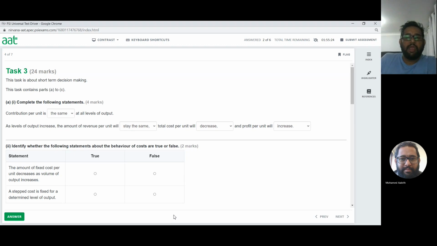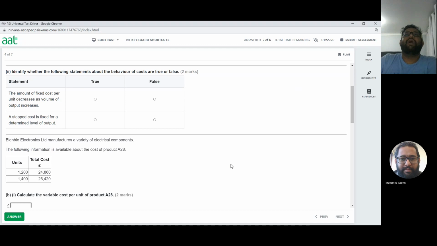Okay. So now let's look at the next part of it. Identify whether the following statements about the behavior of cost are true or false. So here they want to know whether it's right or not. Let's see the first one. The amount of fixed cost per unit decreases as volume of output increases. So if you notice, that's what we explained earlier as well.